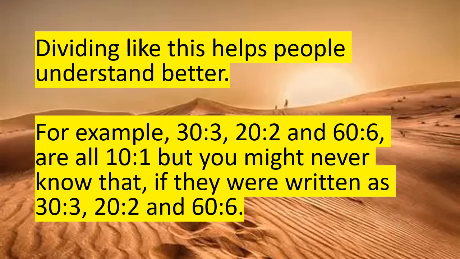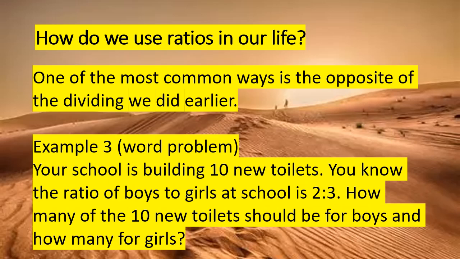Dividing like this helps people understand better. For example, 30 ratio 3, 20 ratio 2, and 60 ratio 6 are all 10:1. But you might never know that if they were written as 30:3, 20:2, and 60:6. And I told you it was going to be short.